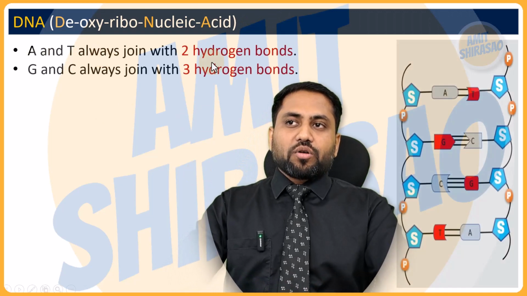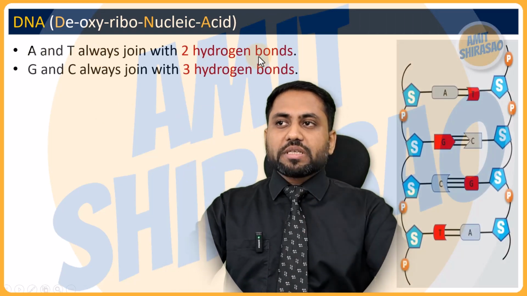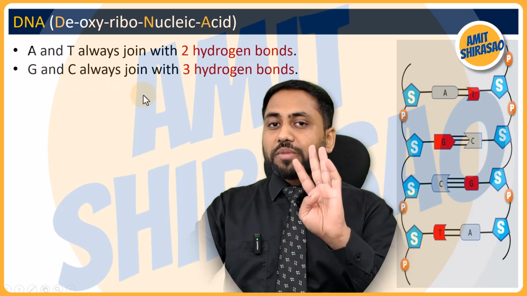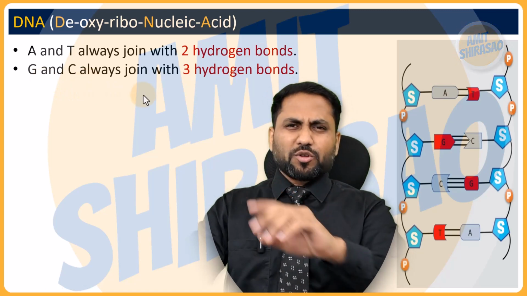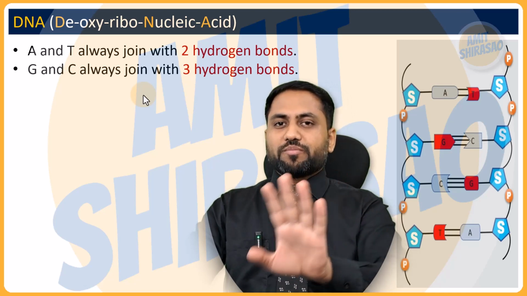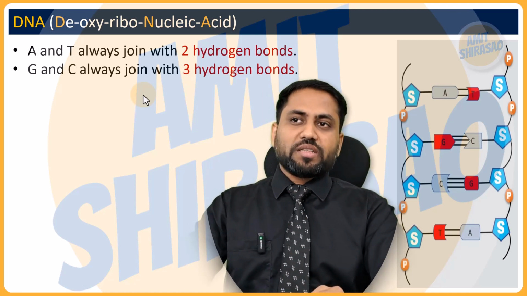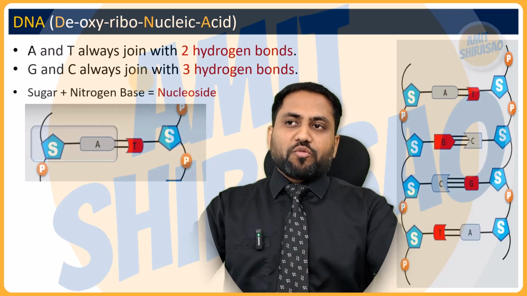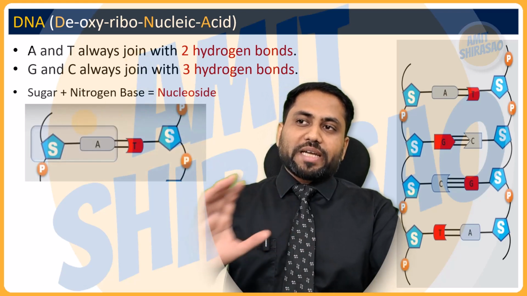A and T are always joined by 2 hydrogen bonds, and G and C are always joined by 3 hydrogen bonds. This can also be an interview question. I don't know why it's not asked, but at least if you are preparing for NEET, then this is an important question. Now, what is a nucleoside and a nucleotide?